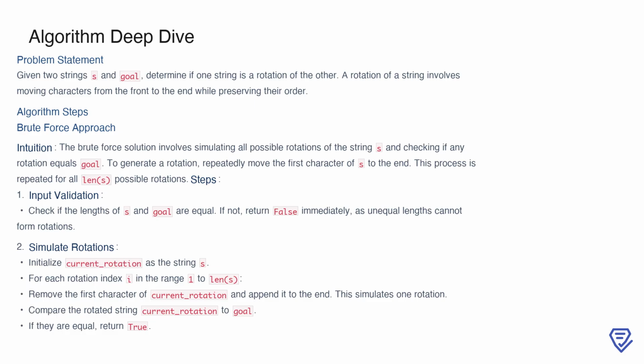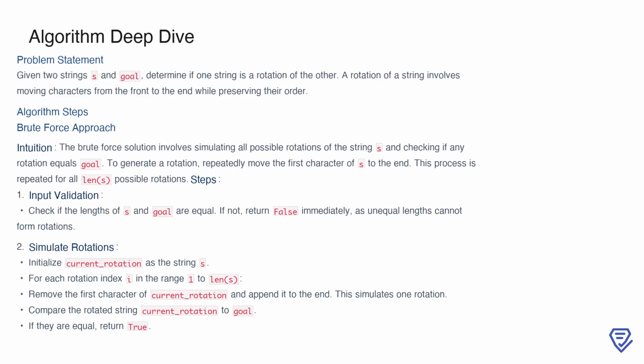In this problem, we're tasked with determining whether one string is a rotation of another. A rotation involves shifting characters from the front of a string to the back while maintaining their relative order. The brute force approach to solve this problem is straightforward. First, we check if the lengths of the two strings are equal, as unequal lengths immediately rule out the possibility of one being a rotation of the other.